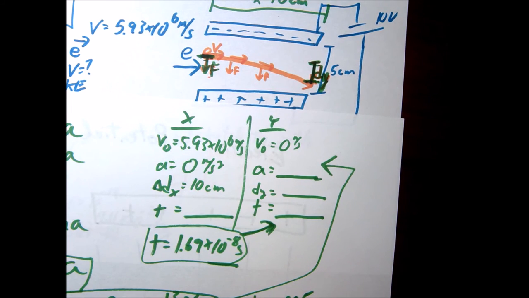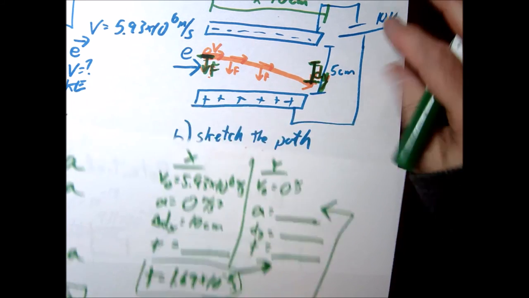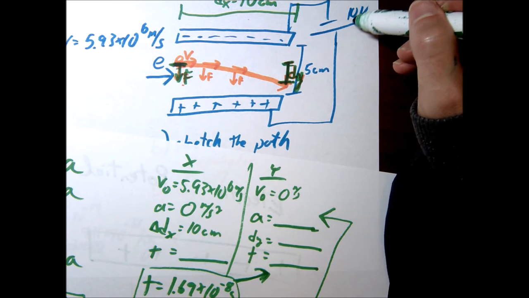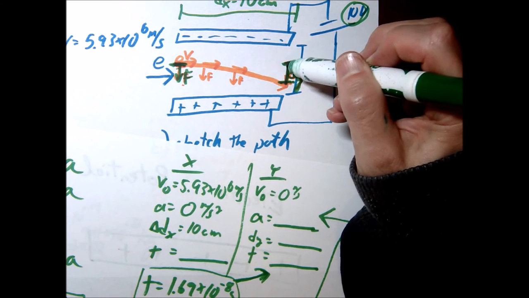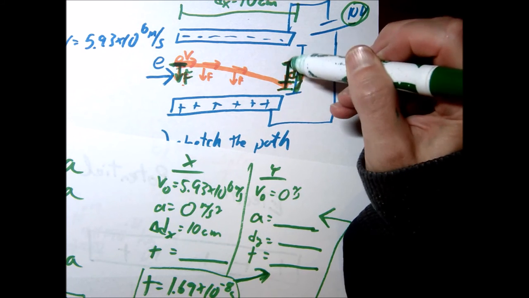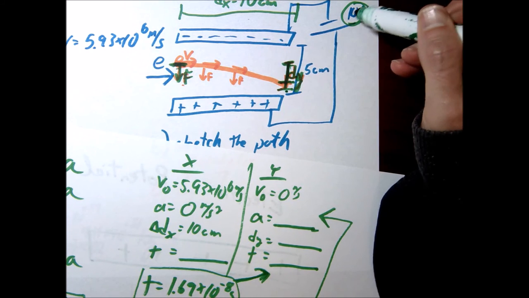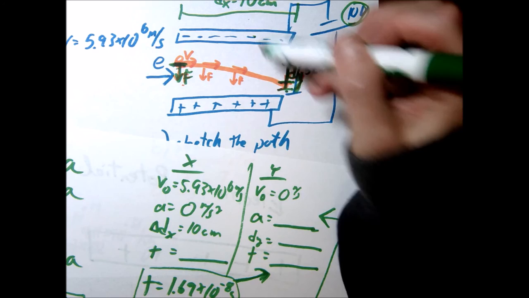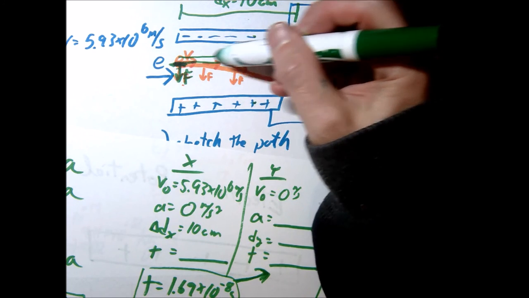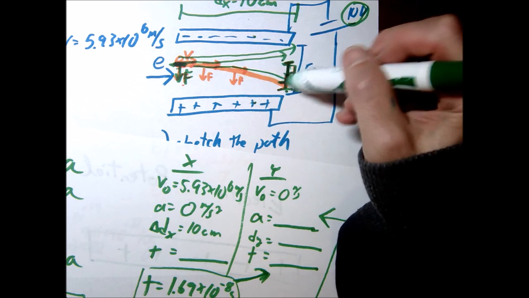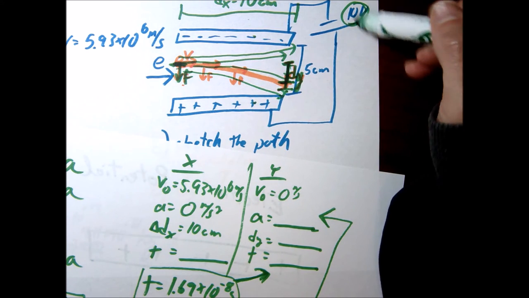Okay? By the way, notice what we could do. If we could change this voltage, if we increase this voltage, for example, we can cause this to be displaced even more. Or if we reverse the voltage and made this positive, this negative, we can cause this to move up. In fact, we can control the path of this simply by adjusting our voltage over here.